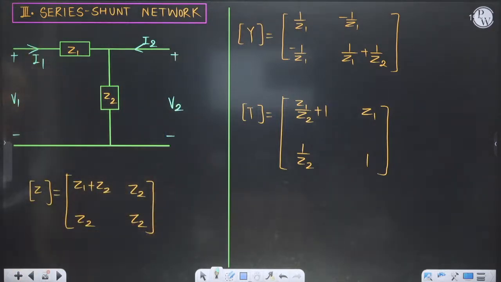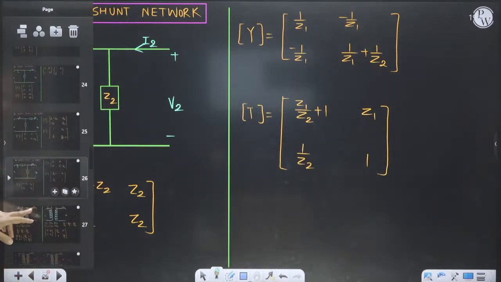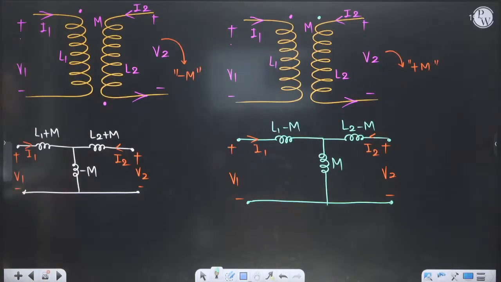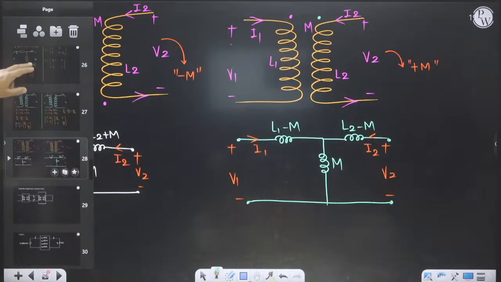And just write it down. This is short notes for the series shunt network. And today we have derived this formula, ABCD parameter and two-port network. So we have done so many things.